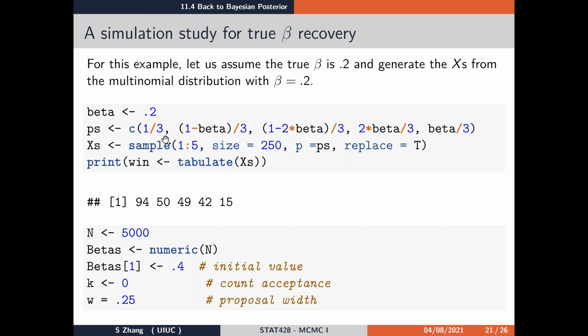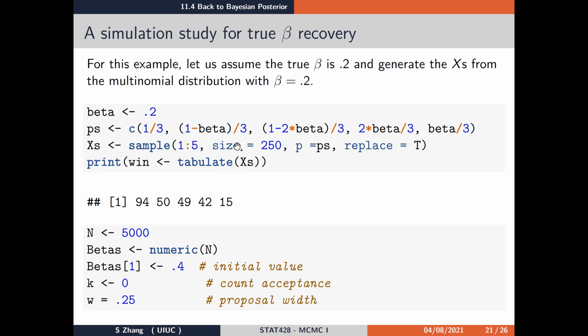Then we can use the sample function to draw samples of the winner for each day. We can do sample from 1 to 5, a sample of size 250, where the probability of each of the 1 through 5 is given by the p vector, and we will do this with replacement. And then we will get a vector x's, which will be a length 250 vector where each entry is between 1 and 5, indicating who is the winner of that day.